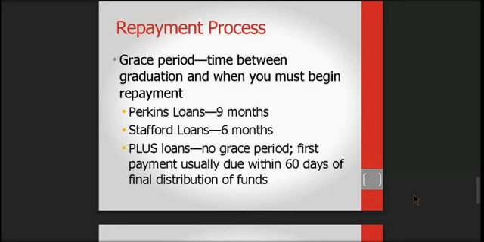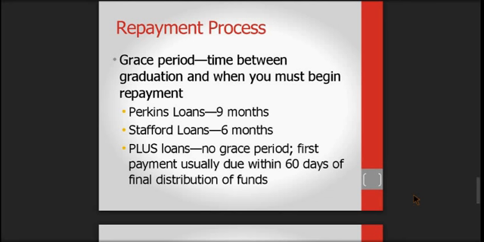My brother graduates on Friday. His grace period, because he has a Stafford loan, is 6 months. So for those 6 months, he does not have to pay his loans back. But as soon as those 6 months are up, he has to begin paying back his Stafford loan. For a Perkins loan, remember that's the fixed rate of 5%, it's only 9 months.